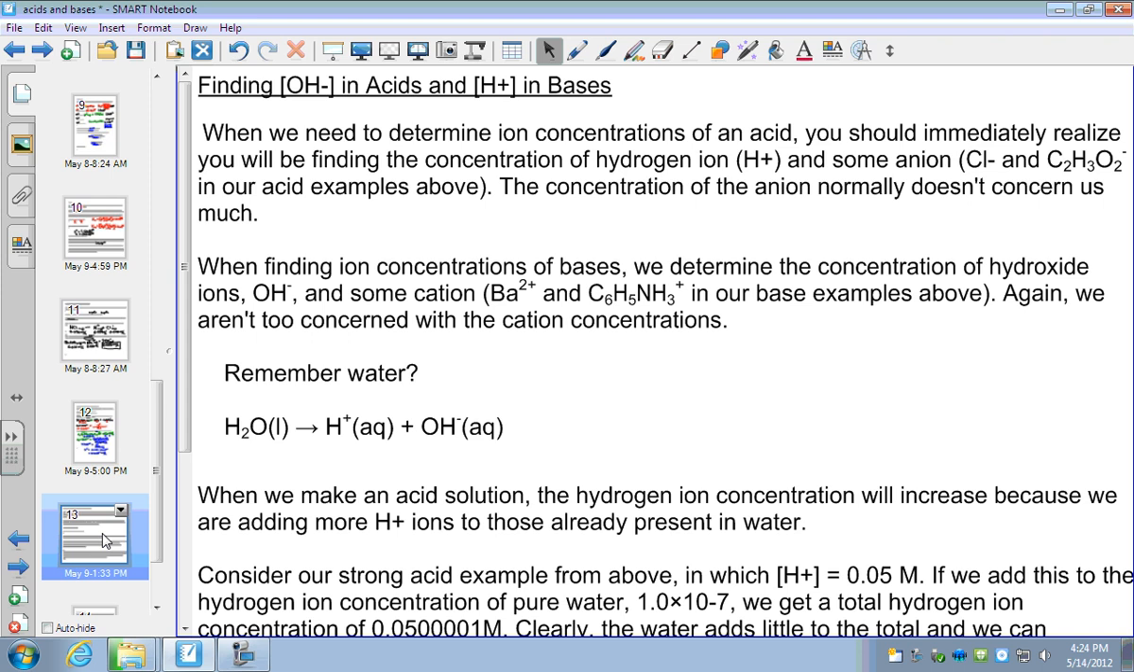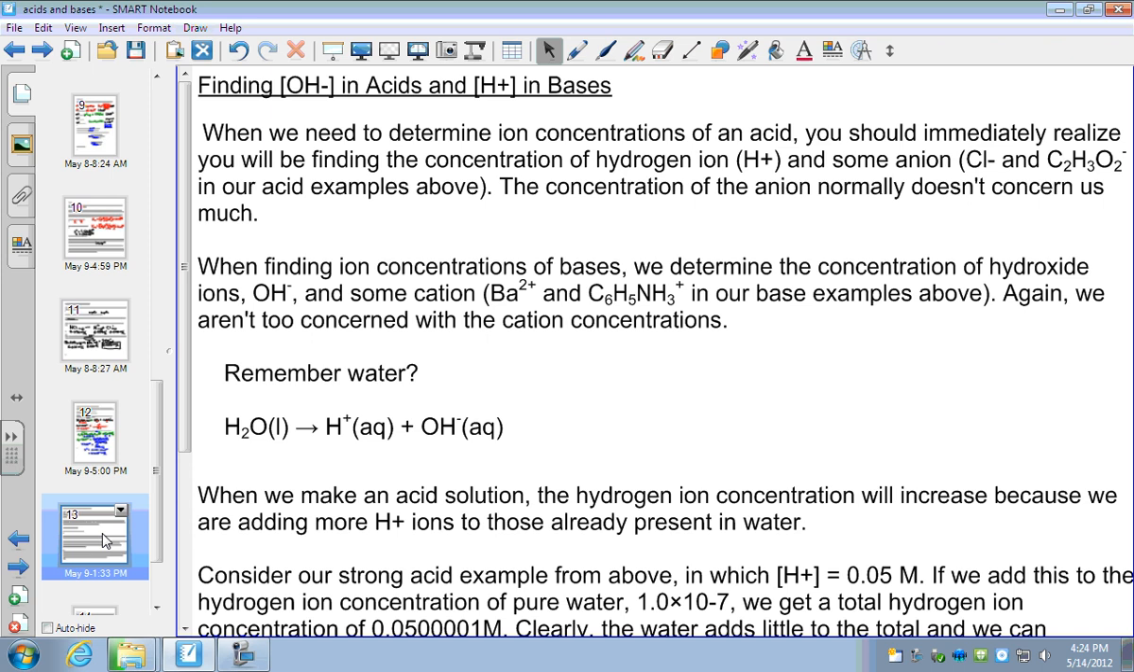Finding OH ions in acids and H plus ions in bases. When we need to determine the ion concentrations of an acid, you should immediately realize you will be finding the concentration of hydrogen ion and some anion. An anion, remember, is a negative ion. So we saw chlorine and we saw C2H3O negative in the other one. The concentration of the anion normally doesn't concern us much.